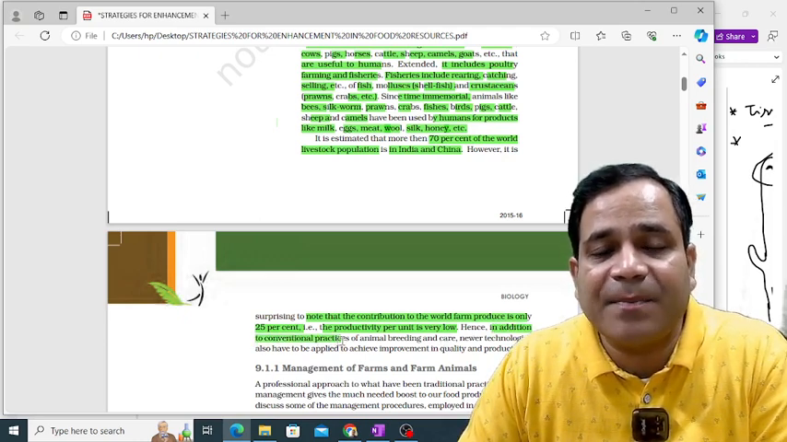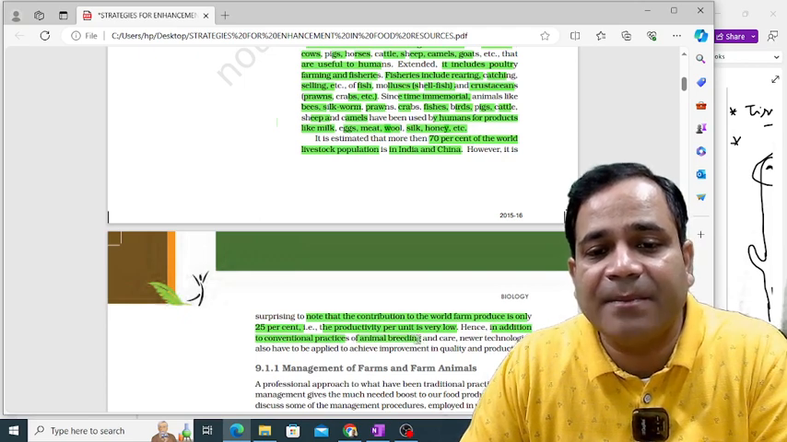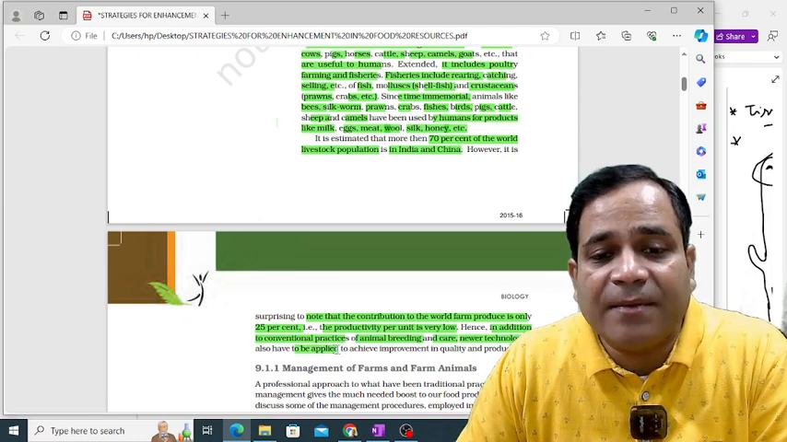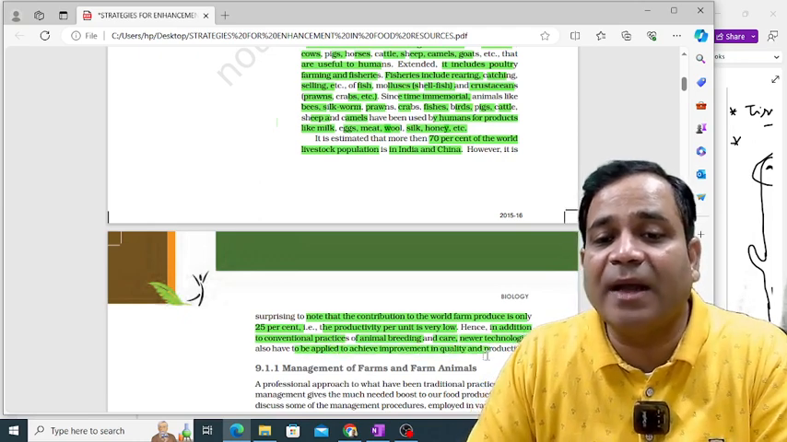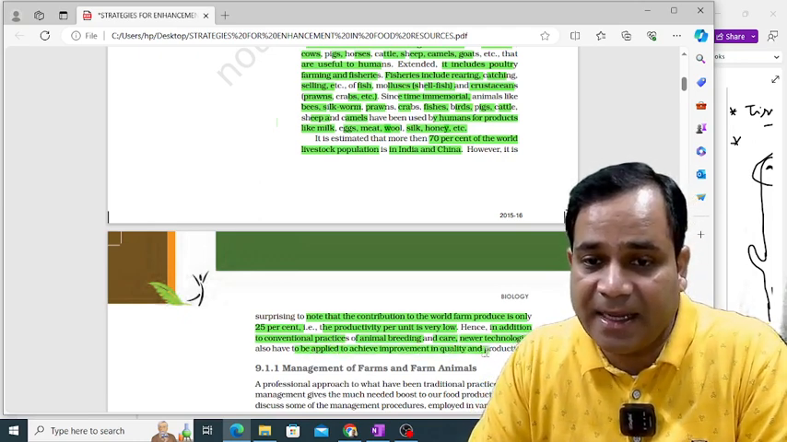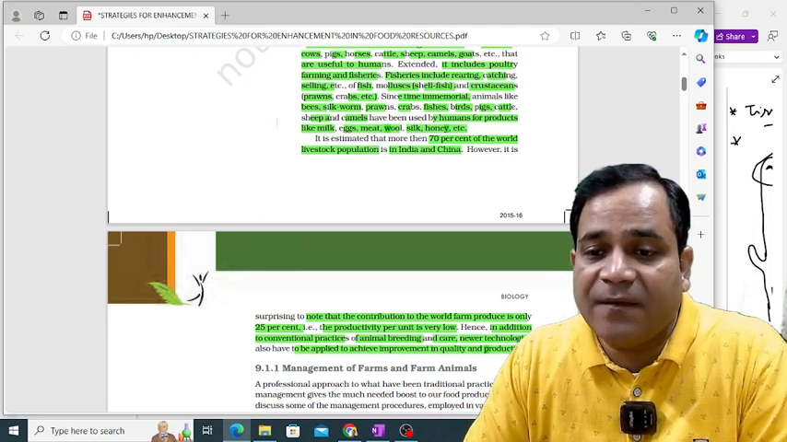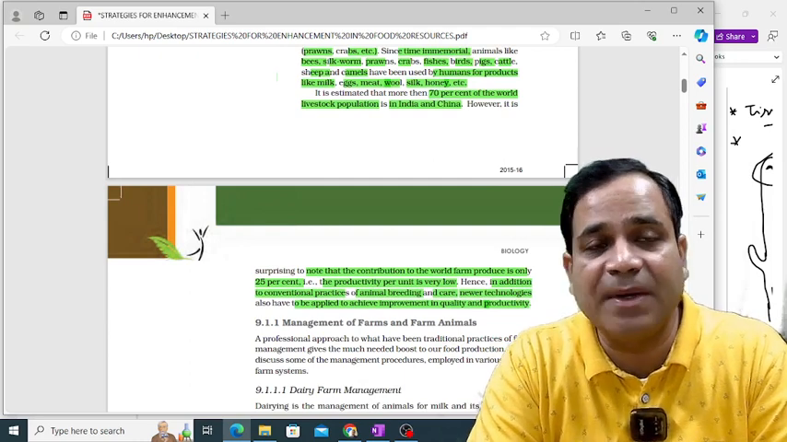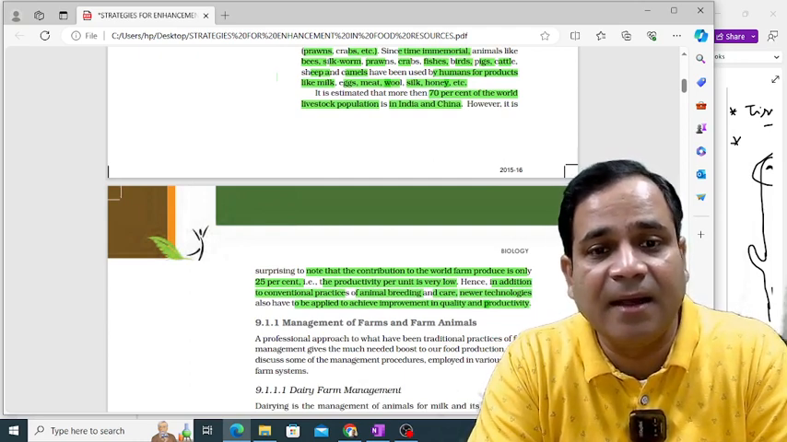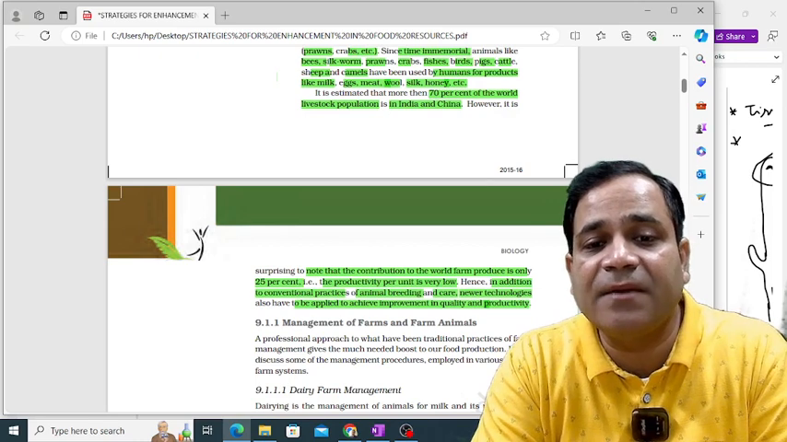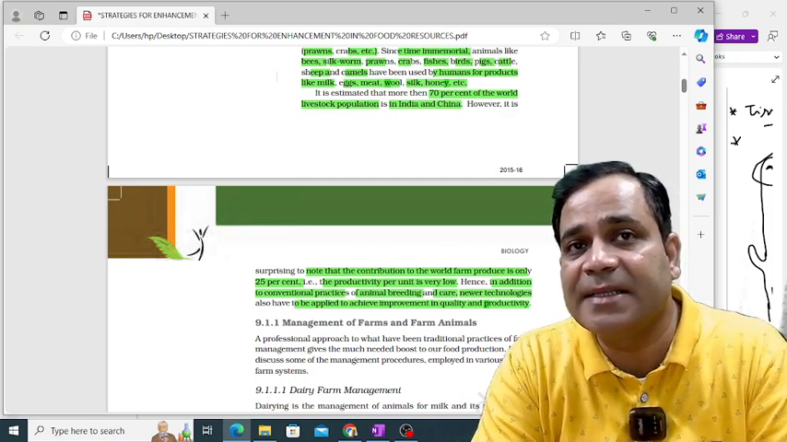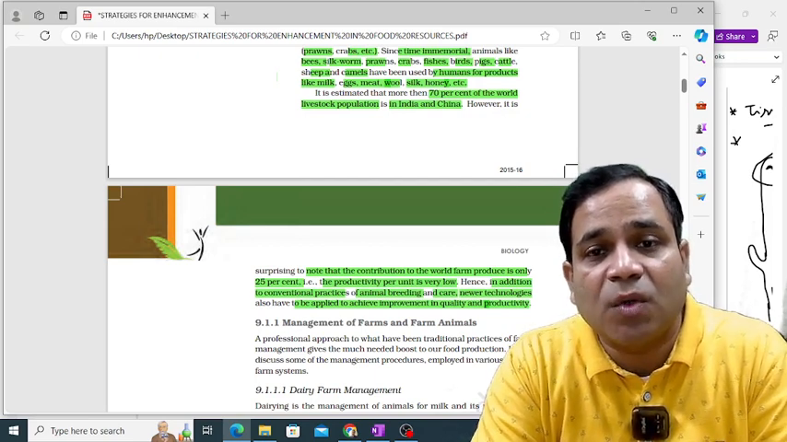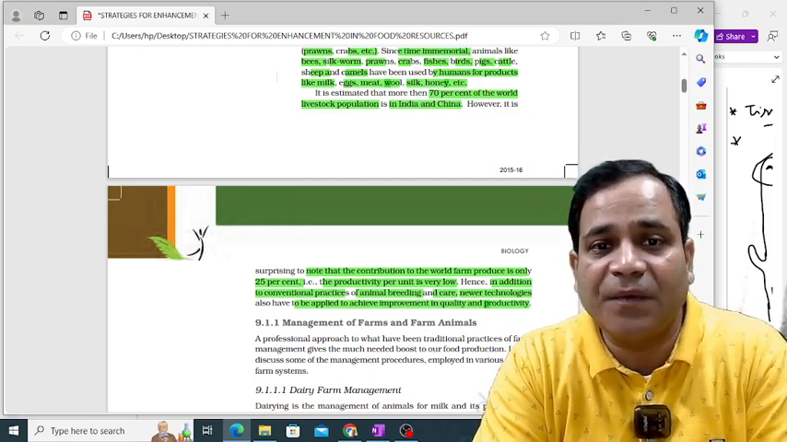So hence, in addition to conventional practices of animal breeding and care, newer technologies also have to be applied to achieve improvement in quality and productivity, my dear. See what I'm saying here: if the data is 70% of the world livestock population in India and China, and we contribute only 25% of the world farm produce, this is a matter of shame, my dear. So what should we do?